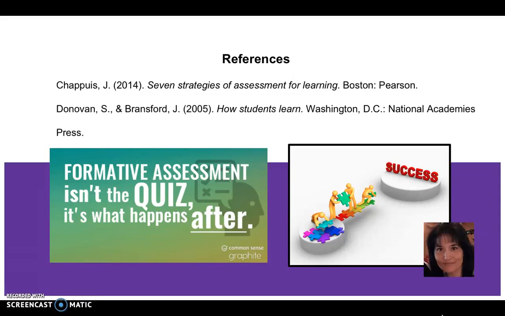I hope you have gotten something out of my presentation. These are my references, and remember, formative assessment isn't the quiz, it's what happens after.